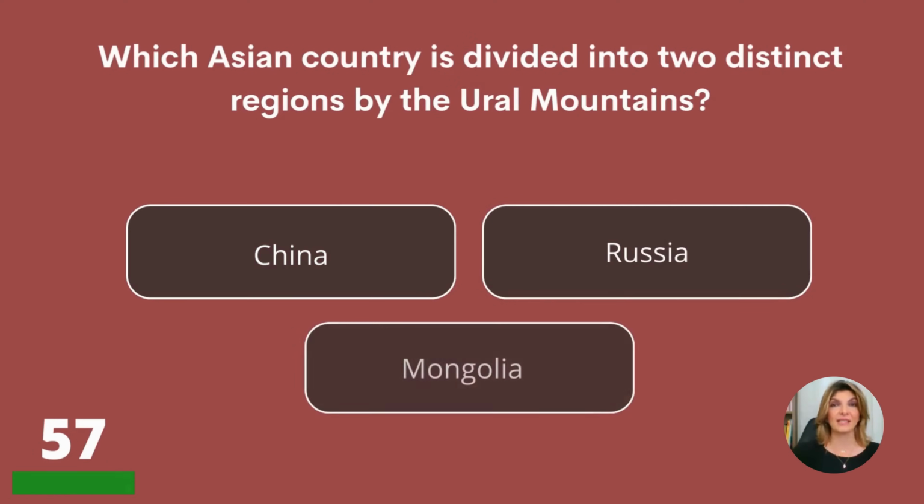Which Asian country is divided into two distinct regions by the Ural Mountains? China, Russia, or Mongolia? Russia.